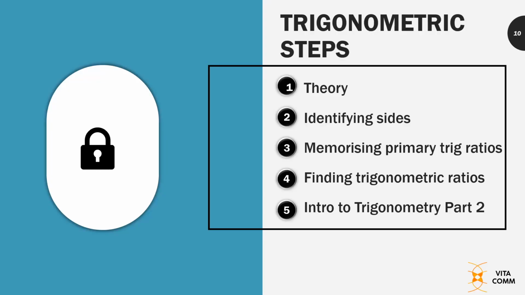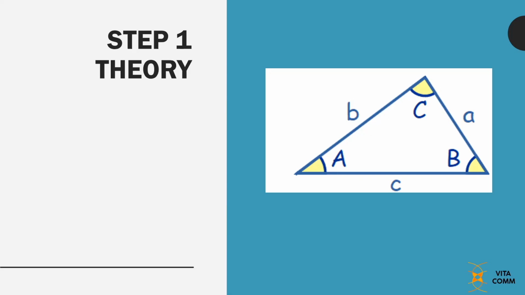Okay, so what are we going to do today? So we're going to look at the theory first. We are then going to practice identifying sides. We're going to work on memorizing primary trig ratios. Then we're going to look at, okay, how do we apply that knowledge and find trigonometric ratios? And then we're going to have an introduction to trigonometry part 2, which will be the video that will be coming out next. Okay, so let's start with the theory.